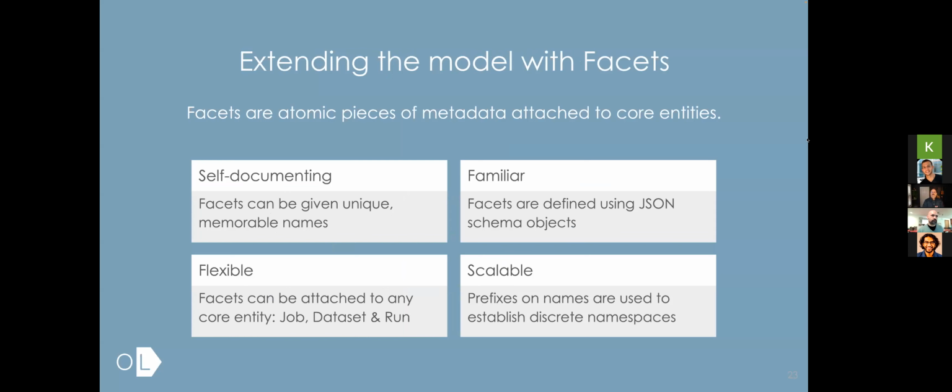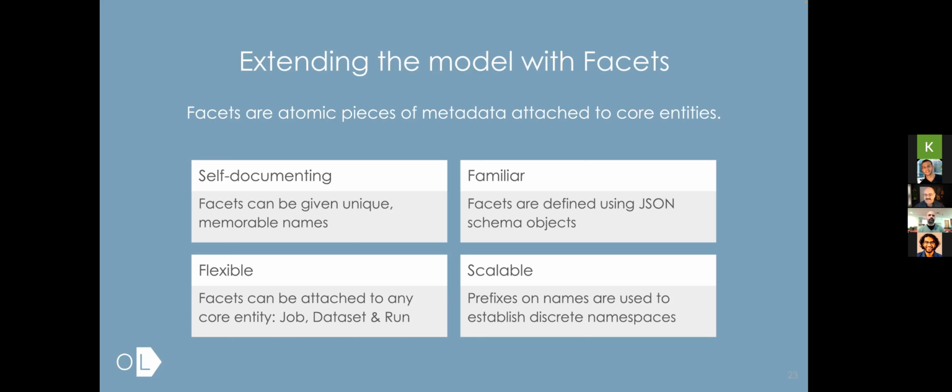And each of these objects, data sets, jobs, and runs, can be extended with facets. Facets are sort of familiar because they're using just standard JSON schema objects. They attach to any of these entities. They're self-documenting because the convention is that you use a unique and memorable name to describe the facet, and there's a naming convention to follow.